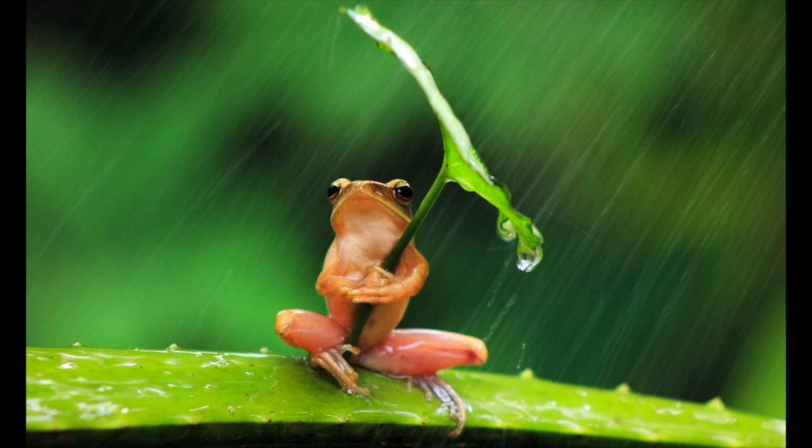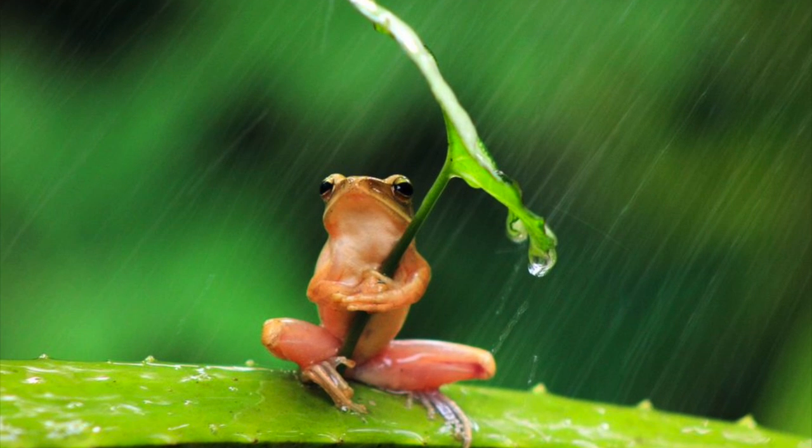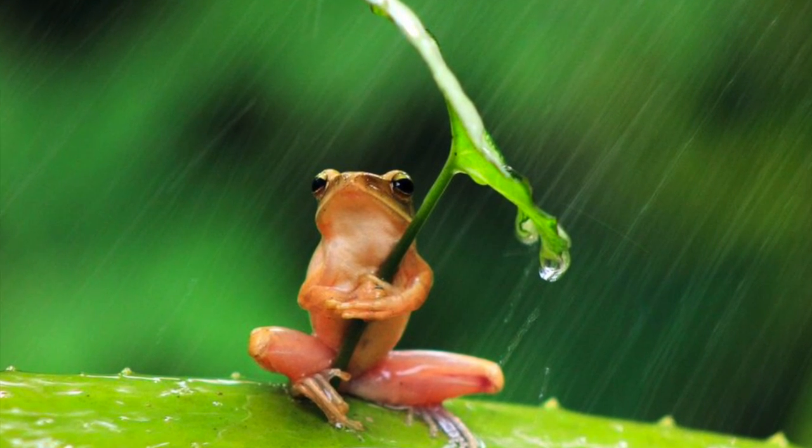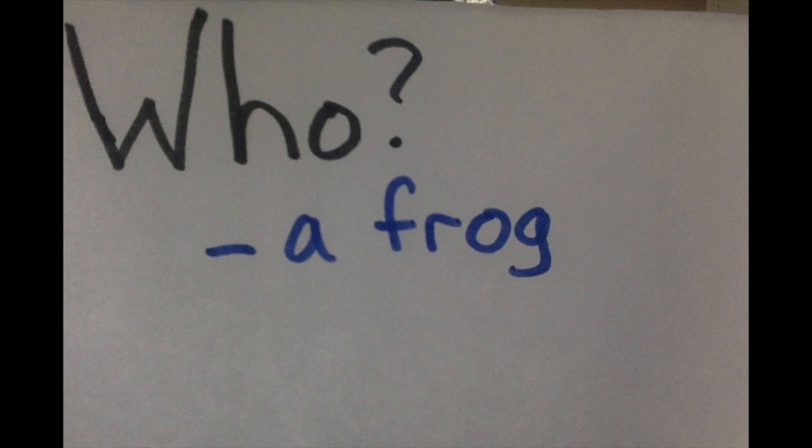Take a good look at this picture. We're going to be using it to fill out our chart. The first section is who, and it's pretty simple. All we're going to do is write down who is in our picture. And who's in our picture? A frog. Pretty simple.